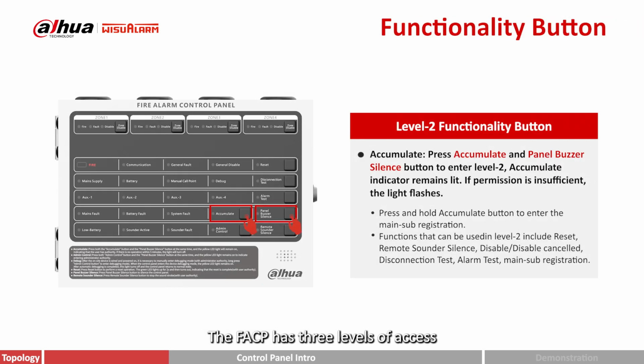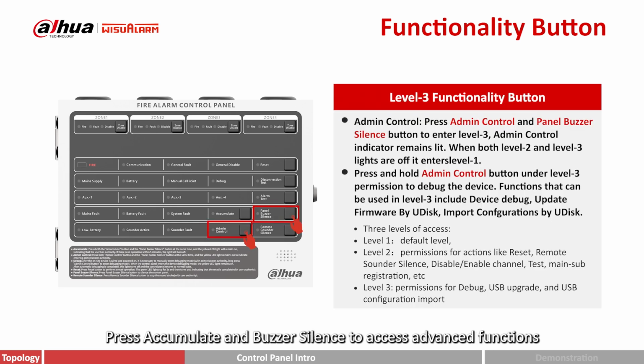The FACP has 3 levels of access: default, action permissions, and advanced debugging. Press accumulate and buzzer silence to access advanced functions. Press admin control and buzzer silence simultaneously to enter level 3 for advanced debugging and updates.